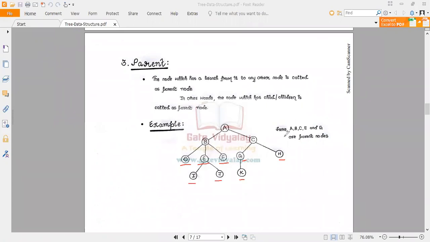So we can check over here, A, B, C, E and G are the parent nodes. So we can say A is a parent node, B is a parent node, C is a parent node, E is also a parent node because it has children, and G is also a parent node. So these are the parent nodes. Any node which has further branches, leaf nodes or children will be considered a parent node.